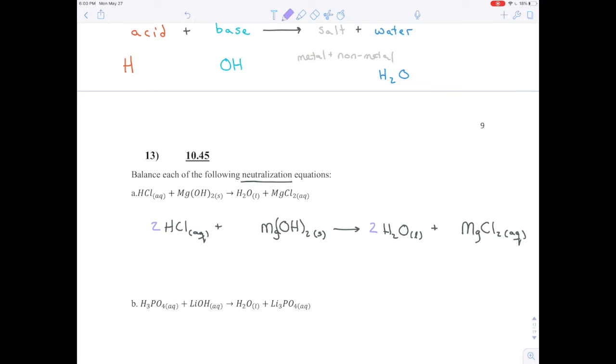Next, magnesium. We have 1 magnesium on the left. Remember to look at the bottom right of the magnesium. Nothing's written there, so that's an implied 1. And we have 1 magnesium on the right. Same principle. Nothing is written at the bottom right of the magnesium, so it's an implied 1. So the magnesiums are balanced.